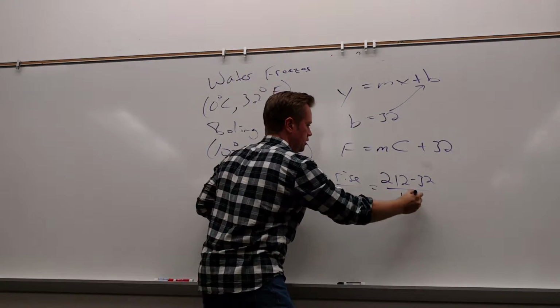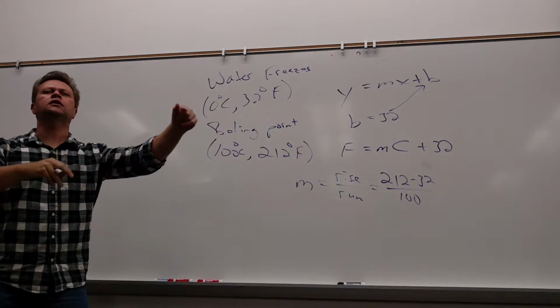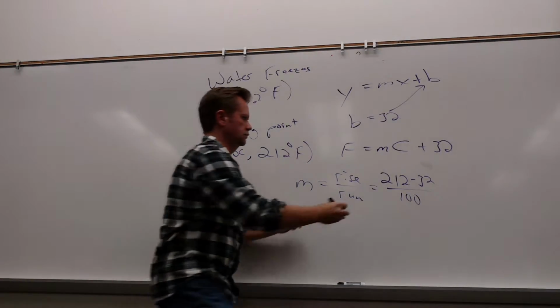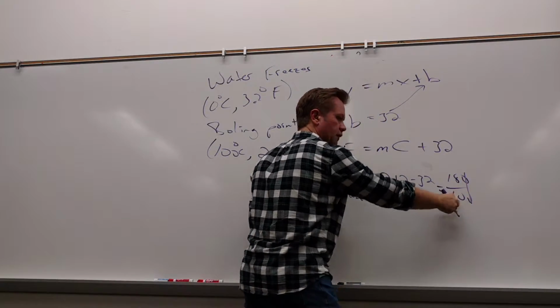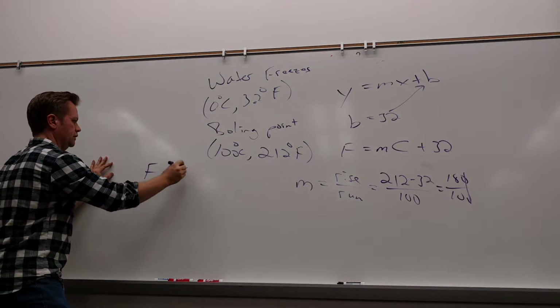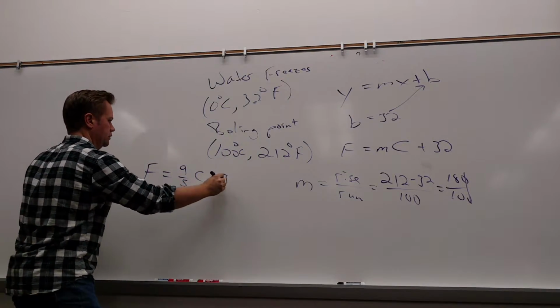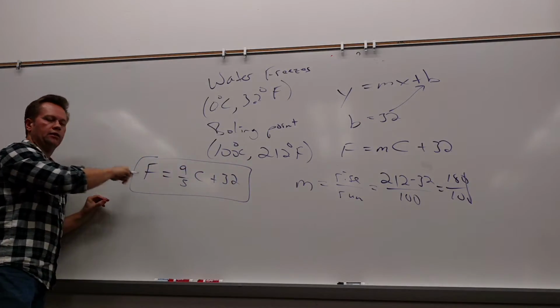I'll do that one. Yeah, Jeff. So 212 minus 32 is? 180. If you reduce this, bam, 9/5. So you end up with F is 9/5 C plus 32. That is the formula. If you know Celsius, that's how to get it back to Fahrenheit.